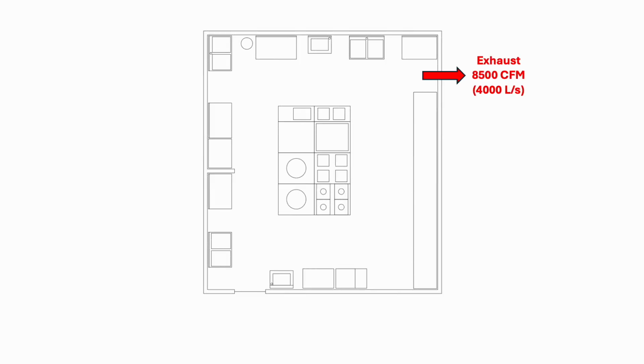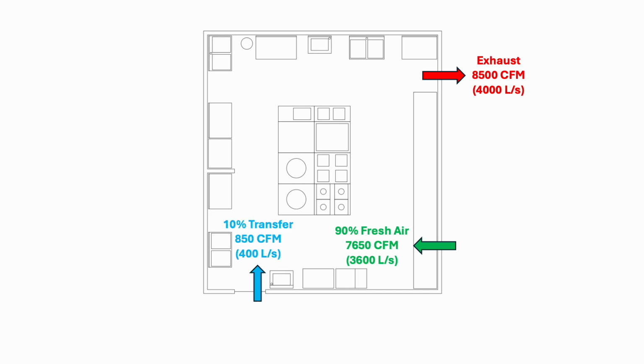After completing the exhaust design, we need to calculate how much fresh air is needed to balance the pressure in the kitchen. Typically, 80 to 90% of the exhaust is good enough to maintain a slight negative pressure. 90% of 8,500 CFM is 7,650 CFM, and that will be our fresh air flow rate. Now, the exhaust is more than the fresh air, so the balanced airflow will be coming from the adjacent room, typically the dining area.